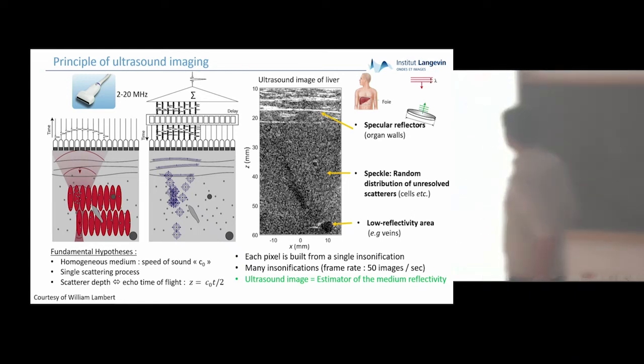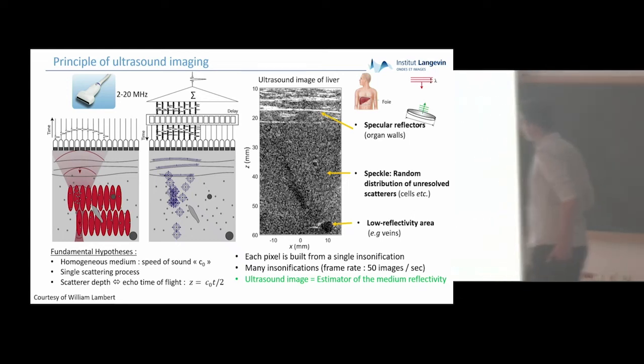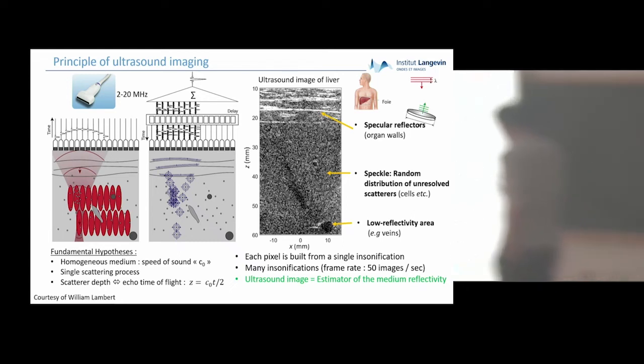So in this image, we typically have different kinds of scattering events. You can have specular reflectors, which are the organ walls. You can have low reflectivity areas, such as veins and vessels. And most of the time, you have this ultrasonic speckle, which results from the random distribution of unresolved scatterers, and a random interference between all the scatterers contained in the same focal spot. Okay? And this will be very important for ultrasonic applications because we can use this ultrasonic speckle to improve the focusing quality inside the medium.